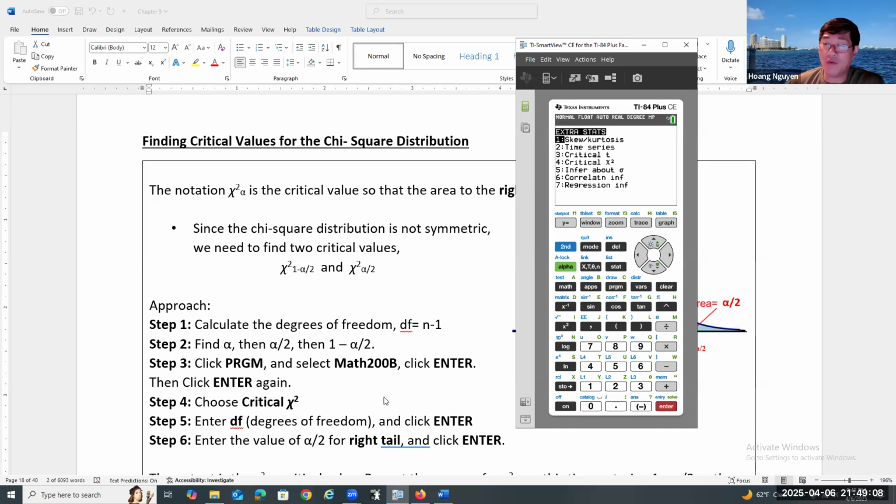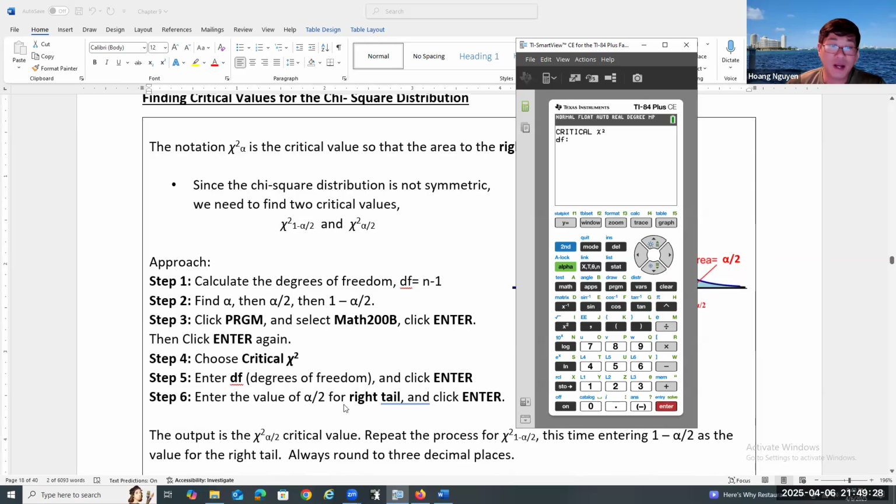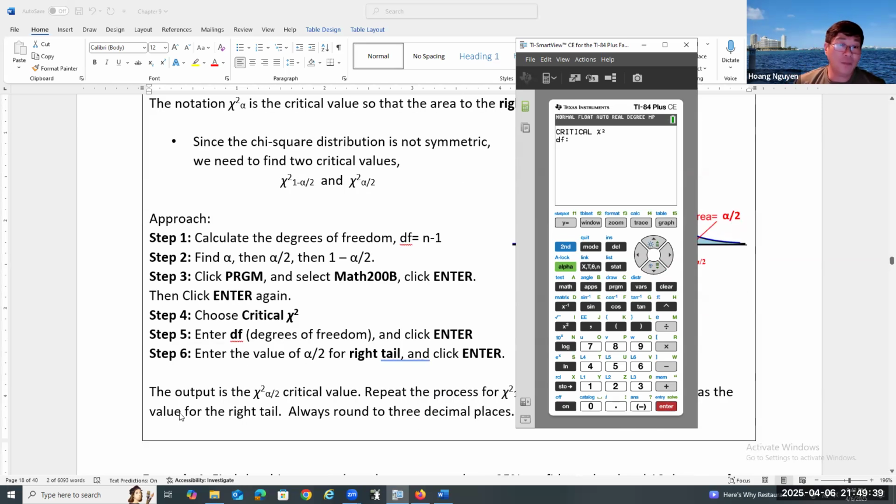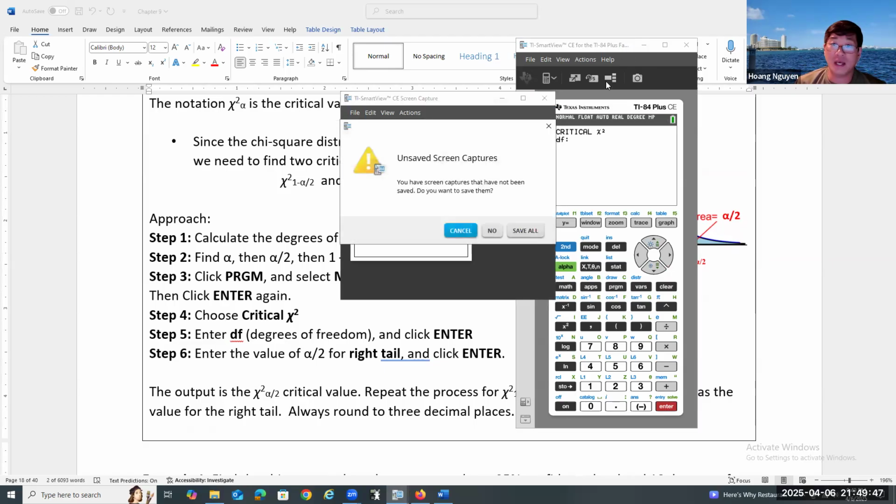Now, in order to find the critical value for the chi-square distribution, we go down to the critical chi-square option, number 4. So we click on that. After we click critical chi-square, you input the degrees of freedom. Then after that, you put the value for alpha over 2, or you can put the value for 1 minus alpha over 2 to find the second critical value. The output is either the chi-square of alpha over 2 critical value, and then you repeat the same process.